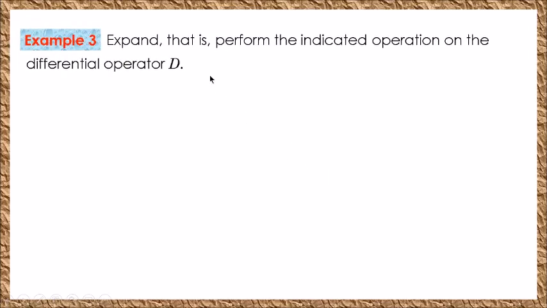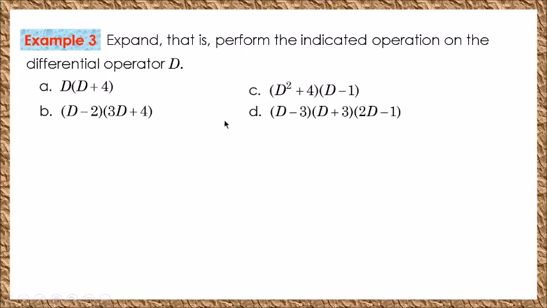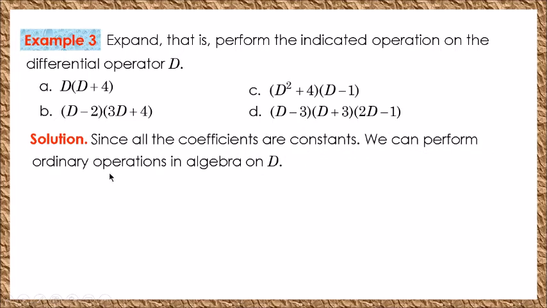Example 3. Expand, that is perform the indicated operation on the differential operator d. So we have 4 products. For the first one, notice that actually in all these products, all the coefficients are constants. So to multiply them, all we have to do is to treat d as an ordinary variable, and we can apply ordinary operations in algebra. So d times (d plus 4) is identical to d squared plus 4d.